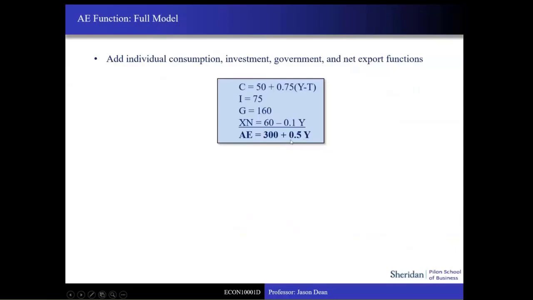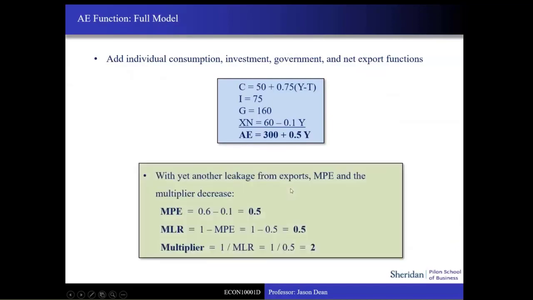Notice again, this marginal propensity to expend got smaller. Again, that's because we have another leakage. So the marginal propensity to expend here is 0.5. Before we had 0.6, and now we're subtracting off the marginal propensity to import. So anyways, the slope of this is 0.5. And the marginal leakage rate is another term that the textbook uses, and that's just 1 minus the marginal propensity to expend.